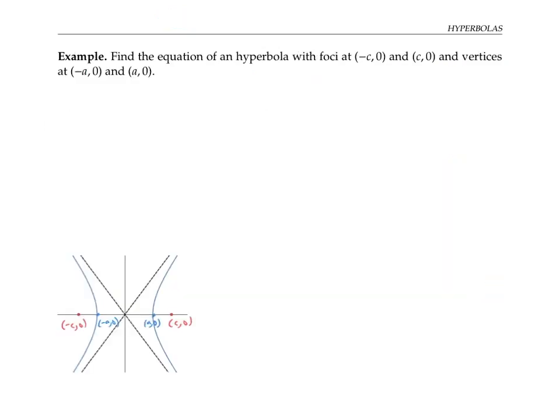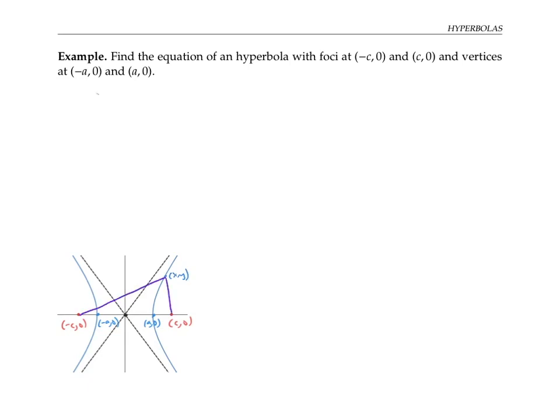Let's find the equation of a hyperbola with foci at (-c, 0) and (c, 0) and vertices at (-a, 0) and (a, 0). This hyperbola will have its center at the origin. From the distance definition of a hyperbola, we know that if we have a point (x, y) on the hyperbola, then if we take the distance from that point to the first focus and the distance to the second focus and subtract them, we should get a constant.